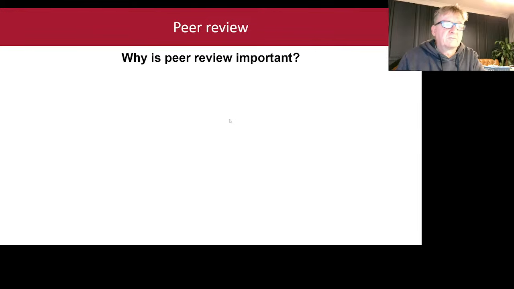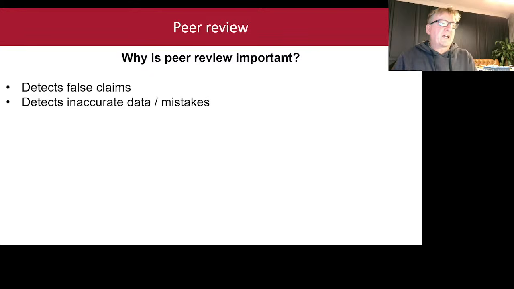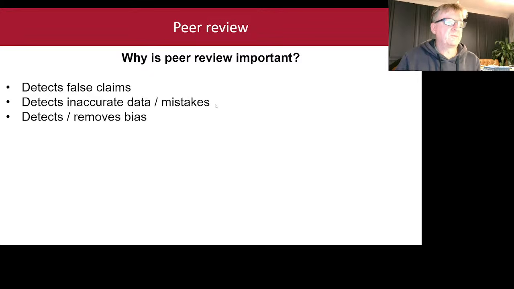Here's a quick skills thing, peer review. Right, so peer review is when you do a test and you've got to get someone to check on it. Main reasons for it: detect false claims. So somebody comes up with this fantastic idea, but it's a load of rubbish. Inaccurate data mistakes. Okay, so if something's inaccurate, then somebody else is checking it. This is why peer review.